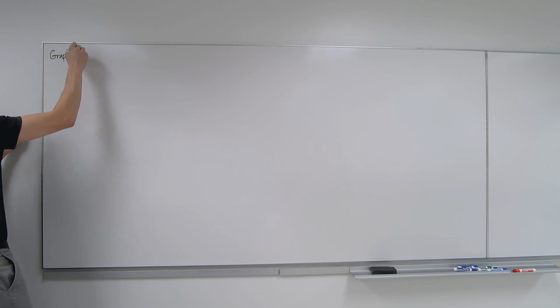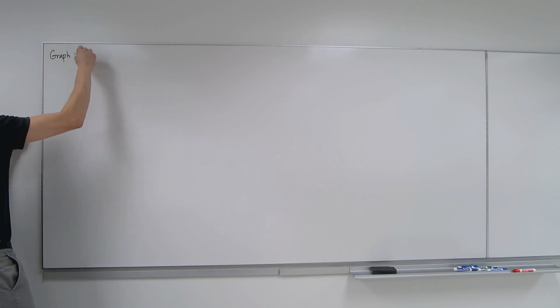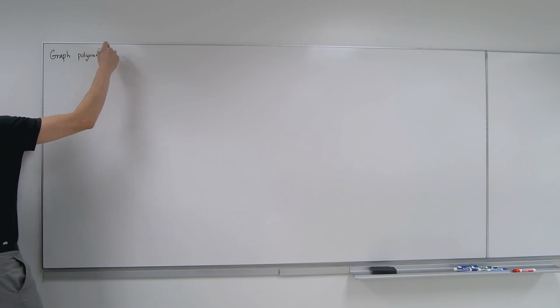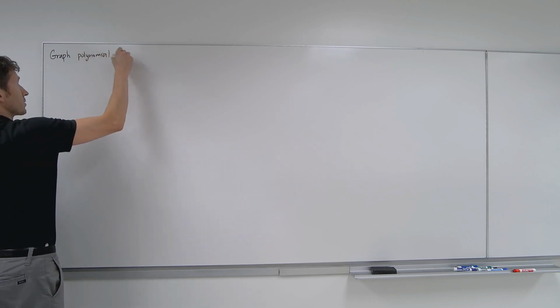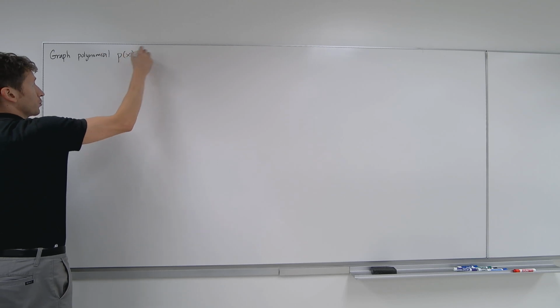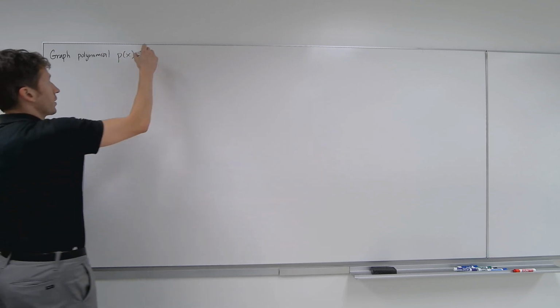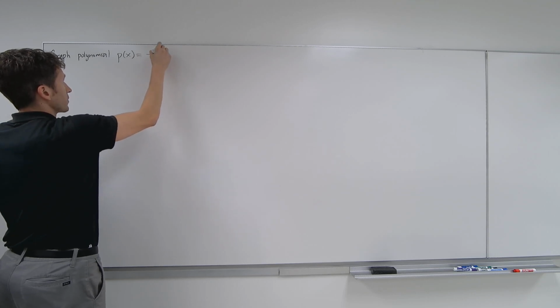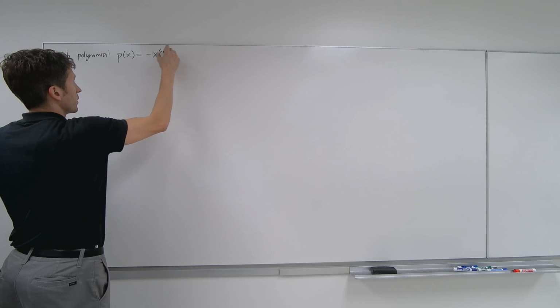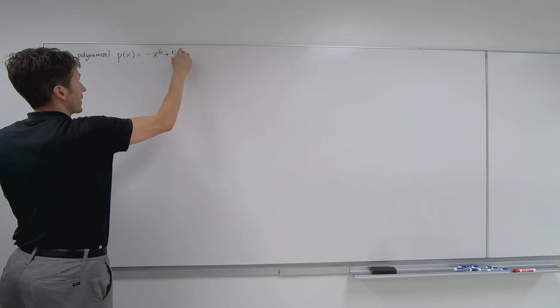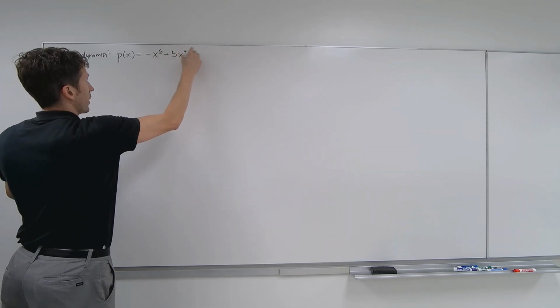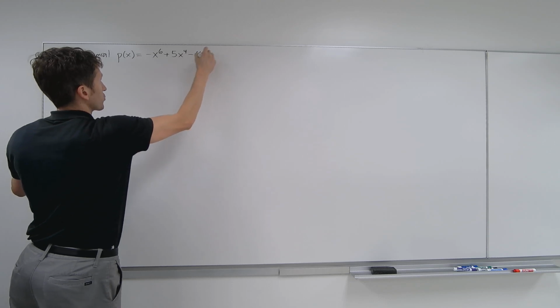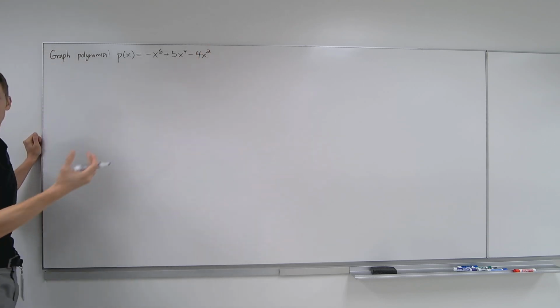So graph the polynomial function p of x, f of x or p of x is equal to, ready? Let's say we have negative x to the sixth, plus 5x to the fourth, and minus 4x squared. All right, let's see, what can we do with this thing, right?